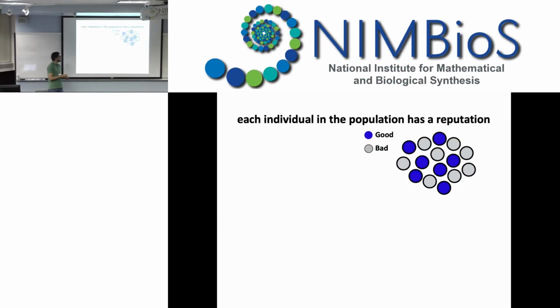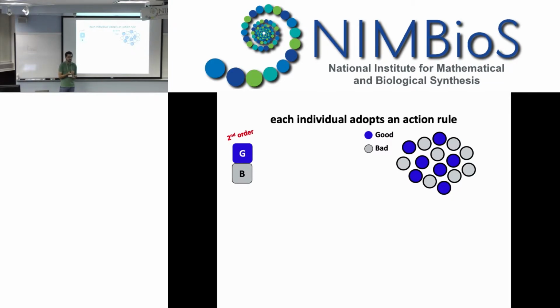So to do this, we can consider a population of individuals where each individual has a reputation. And on top of the reputation, individuals will also have a strategy, an action rule. So this is what tells the individual either to cooperate or defect, depending on the reputation of the opponent. Here, I'm only going to exemplify this with the second order strategies that only rely on the reputation of the opponent. So we are considering the full set of strategies.